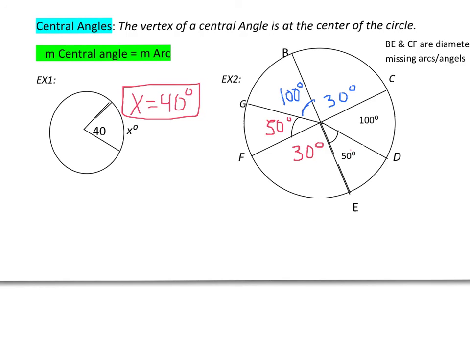Now, since the measure of the central angle is equal to the measure of the arc, we can write down the measure of each one of these arcs. So this central angle is 30, that means this arc is also 30. This is 100. This is 50. This is 30. This is 50. And this is 100. As you can see, this is very straightforward.